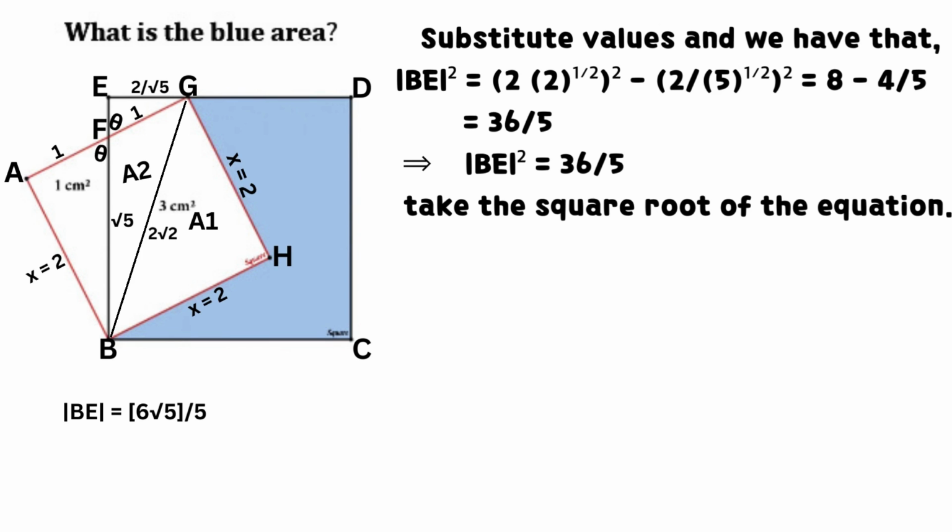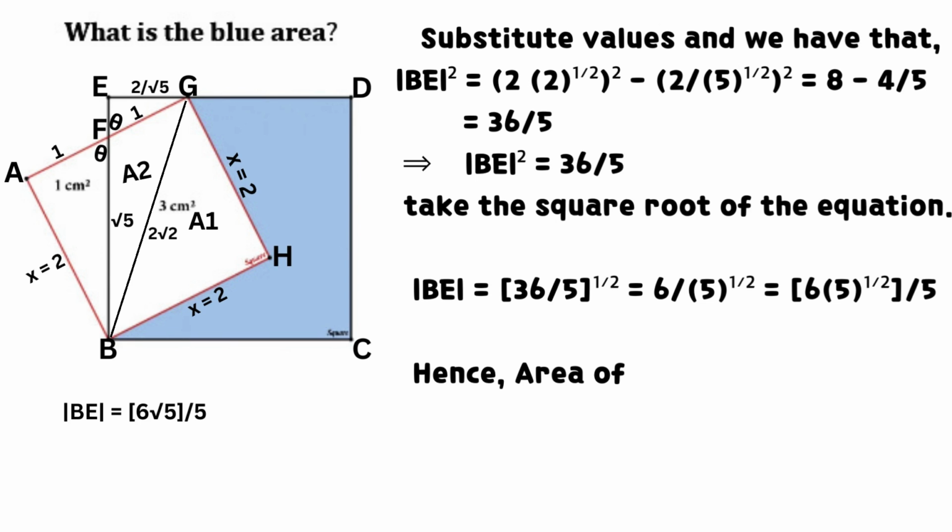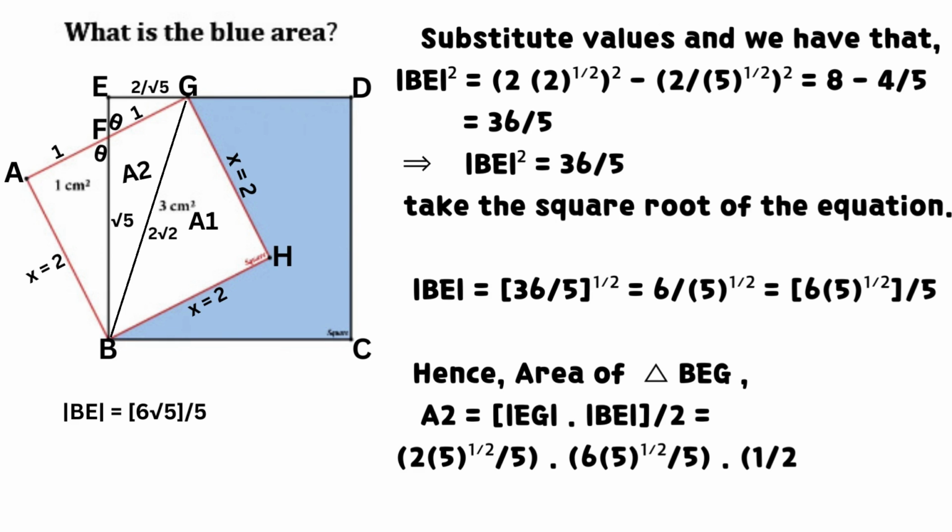Substitute values and we have that the square of line BE equals 8 minus 4 divided by 5, which equals 36 divided by 5. Take the square root of the equation. Line BE equals the product of 6 and the square root of 5 divided by 5 in centimeters. Hence, area of triangle BEG, that is, A2, equals half the product of line EG and line BE, which equals 6 divided by 5 in square centimeters. After substitution and simplification of values.